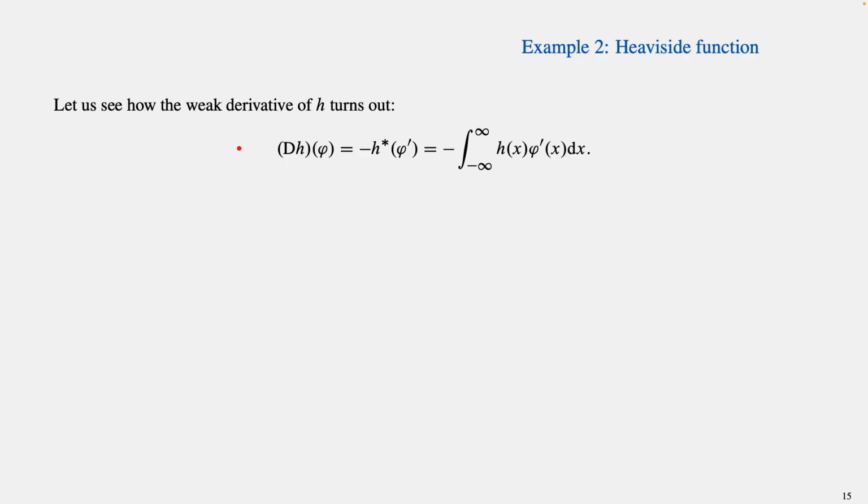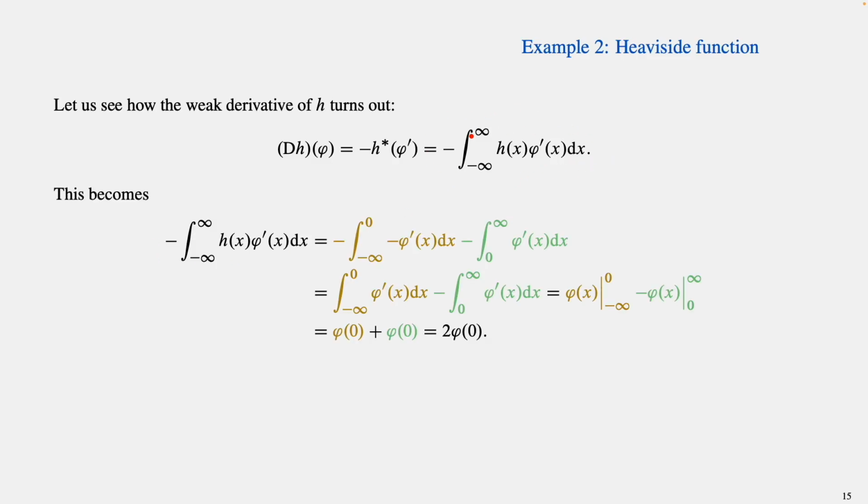Now let's compute the weak derivative of the Heaviside function. So you could think of this as the second weak derivative of the absolute value. So dh applied to a test function phi is by definition simply minus h star applied to phi prime, and this is again minus integral minus infinity to plus infinity Heaviside function x times test function prime of x over x. We evaluate this integral here. So this becomes the following. If we split again into the negative and positive number parts, then we get the integral from minus infinity to 0 of minus phi prime of x, because here the Heaviside function is -1, so we get this minus sign.